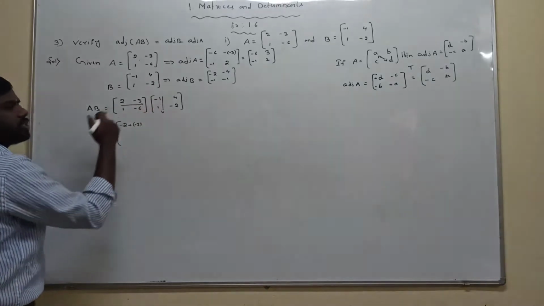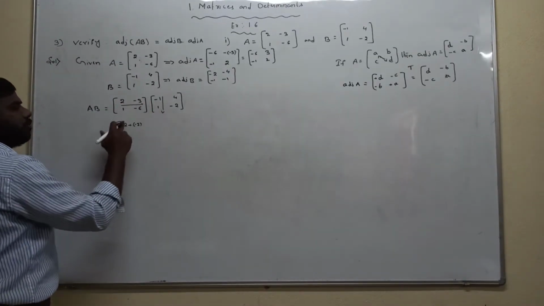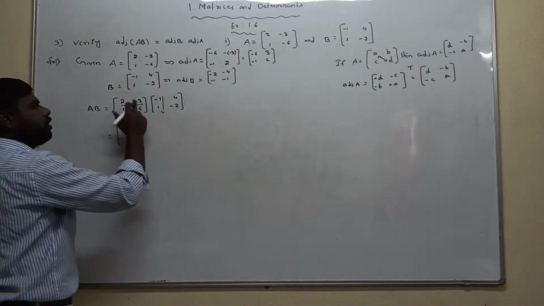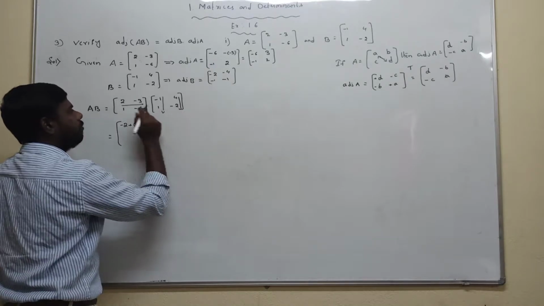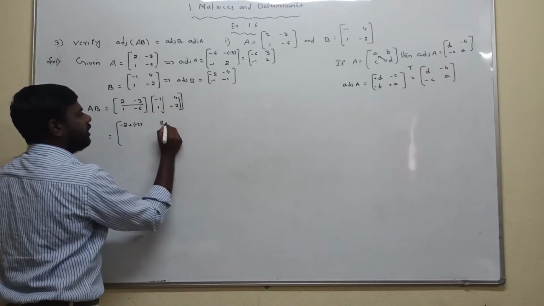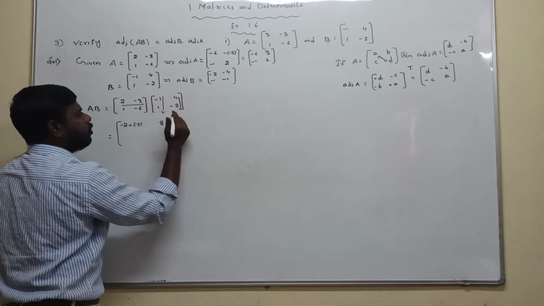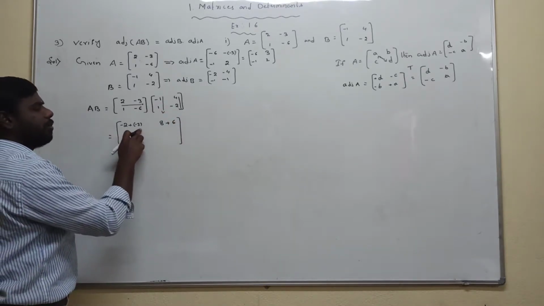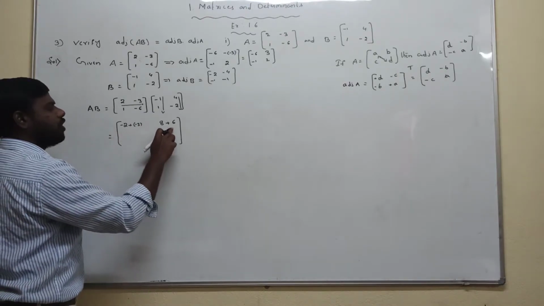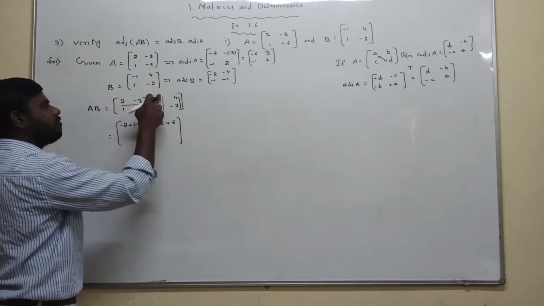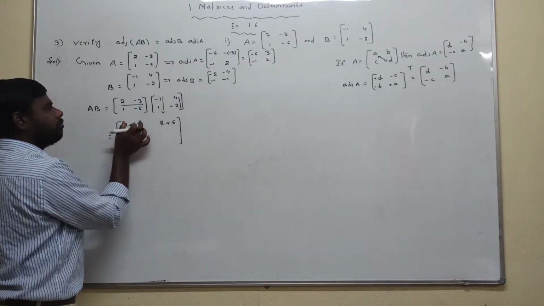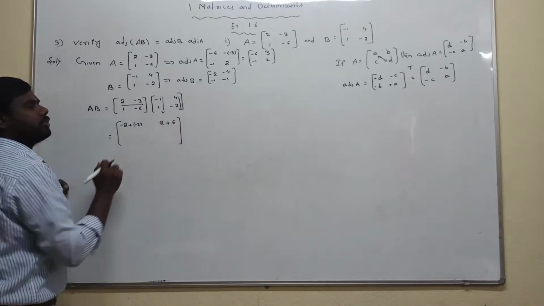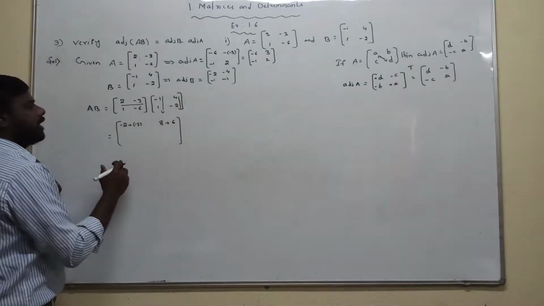The product of first row and first column: 2 into minus 1 is minus 2, plus minus 3 into 1 is minus 3, giving minus 5. Next, the product of first row and second column: 2 into 4 is 8, plus minus 3 into minus 2 is plus 6. Now, what is the position of the element? The product of first row and first column is written in the first row, first column place, and the product of first row and second column is written in the first row, second column place.